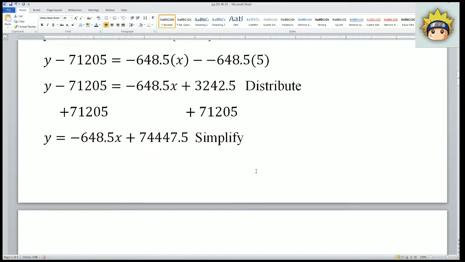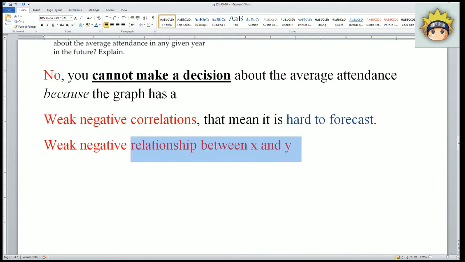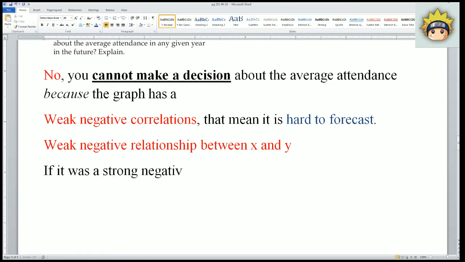It can be positive residual or negative residual. Okay? Because it has a weak negative relationship between X and Y, that is the reason why you can't make a prediction. If it was a strong negative correlation, you see the word strong? If it was strong, then yes, you can make a forecast. If it was a strong negative correlation, you can make a forecast.